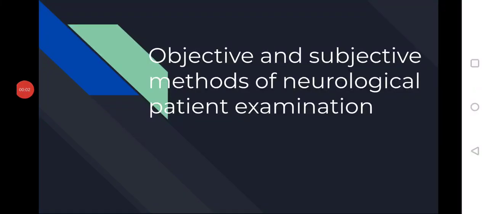Okay, so objective and subjective method of neurological patient examination. I saw that you had some problem with the concept. So first of all, what do I mean here about objective and subjective methods of neurological patient examination? Because here we are talking specifically about examination, not about talking to the patient, in this moment at least.